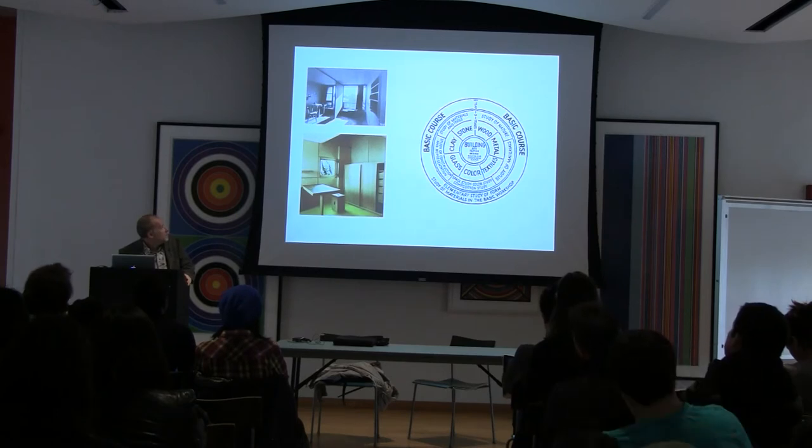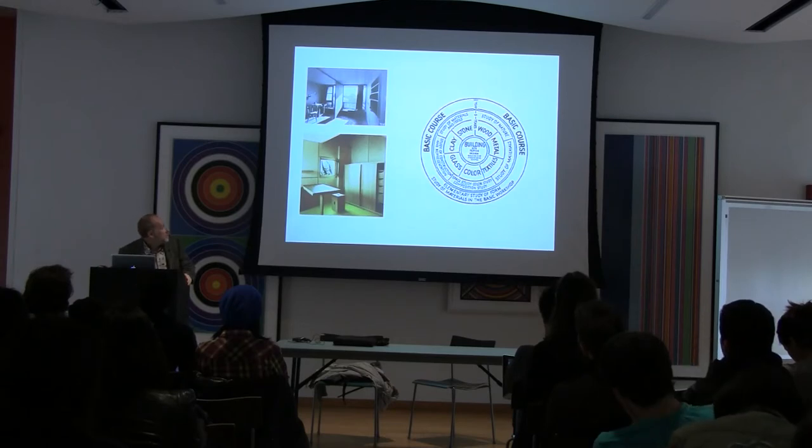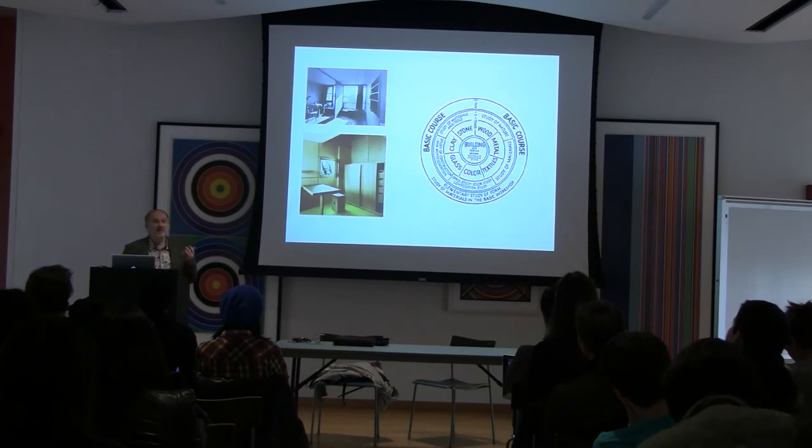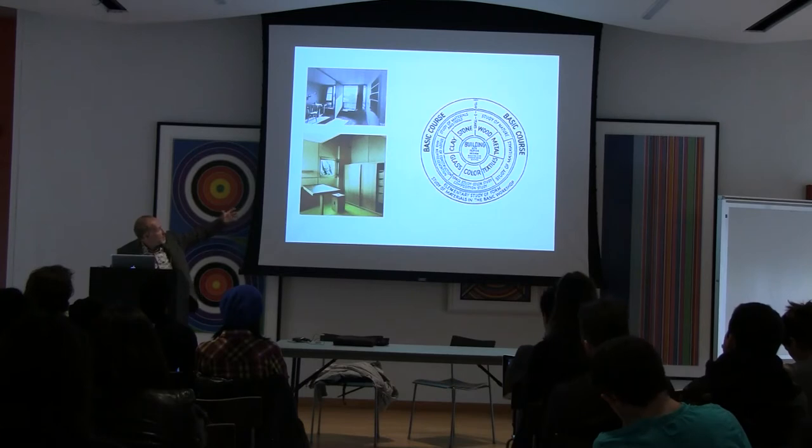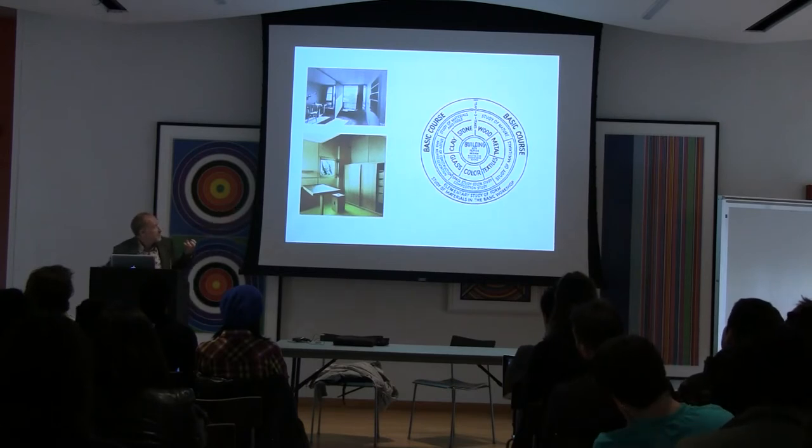Now, what was that about? The direction of Memphis, and the entire provocation of Memphis, was against the modern movement as practiced throughout most of the 20th century. This is a diagram from Bauhaus. And in Bauhaus, the building, the architecture, was the center and the ultimate goal of all creative activities. This is how they studied.